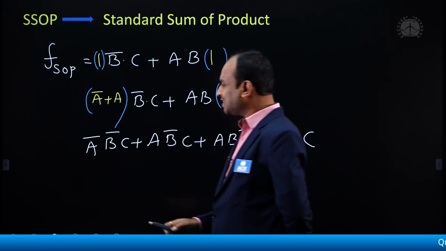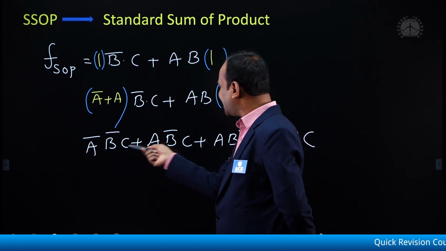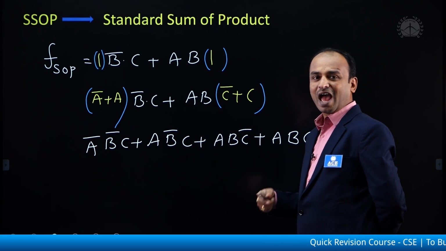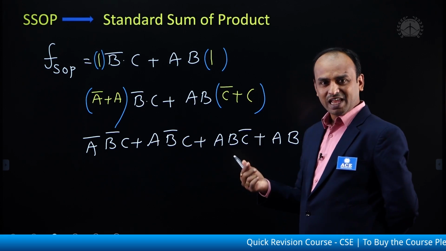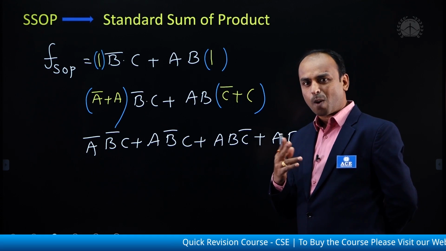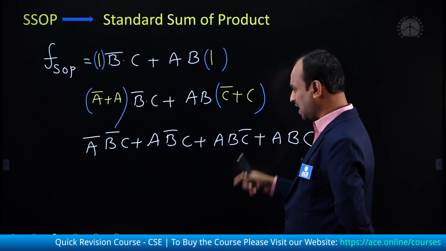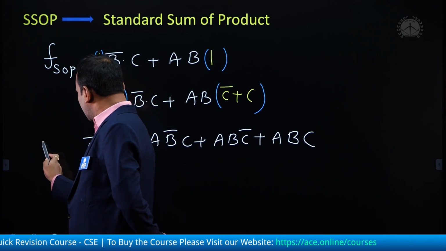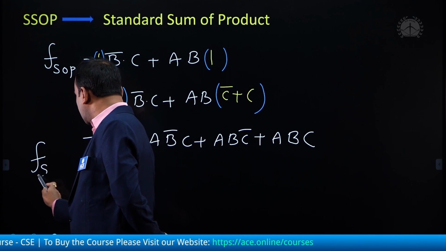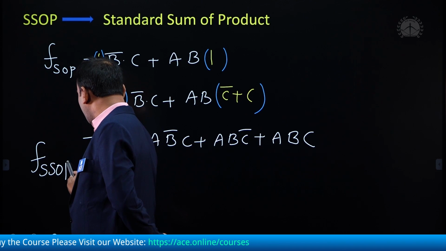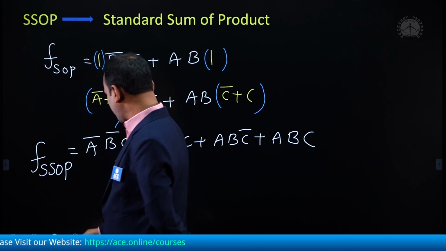Nice. Now, in each and every term, all the variables A, B, C are present, either in variable format or complement format. This is called a function of SSOP, standard SOP. That is the difference between SOP and SSOP.